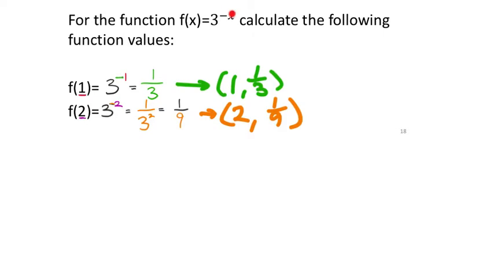Or even to think about this, if you made x 0, what would that do? You'd have 3 to the power of negative 0. Anything to the power of 0, because 0 is neither positive or negative. Anything to the power of 0 is 1, so you'd end up with a 0, 1 ordered pair, okay? That doesn't have to make a lot of sense. Maybe we'll see that in the future, we'll see.